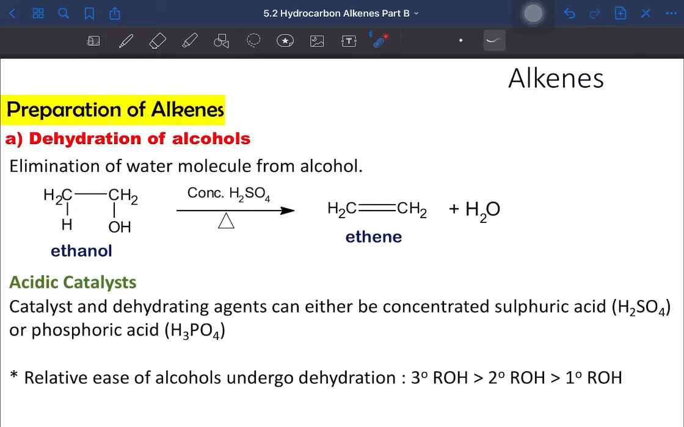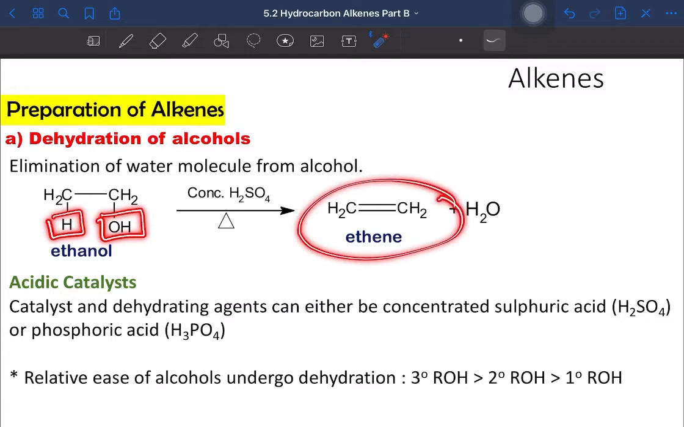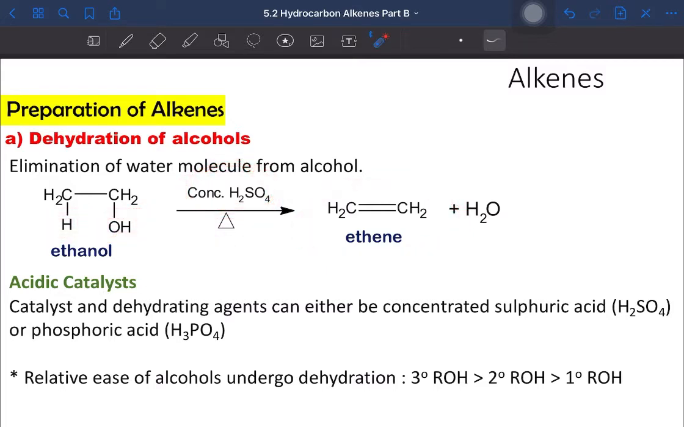Now let's look at the first method to prepare an alkene. The first method used is the dehydration of alcohol. This method is actually the principal method of preparing alkene in the laboratory. One hydrogen atom and one hydroxyl group will be removed from adjacent atoms of an alcohol to form an alkene. This reaction will be carried out by heating the alcohol with excess concentrated sulfuric acid or phosphoric acid to form an alkene.